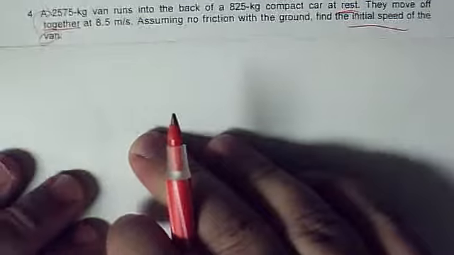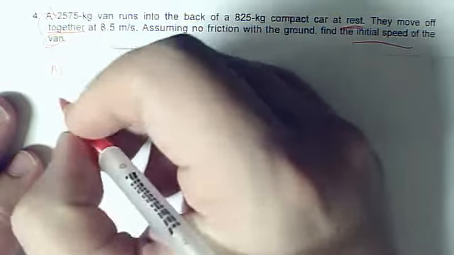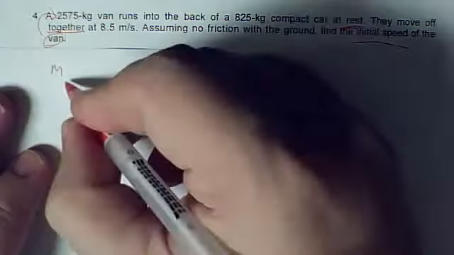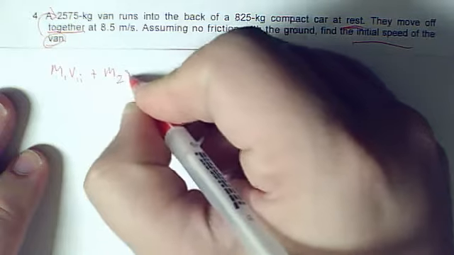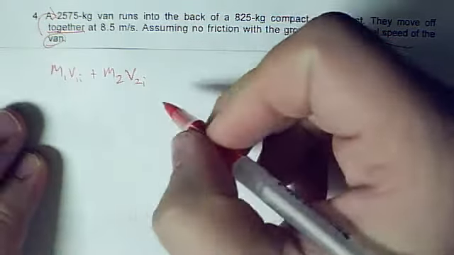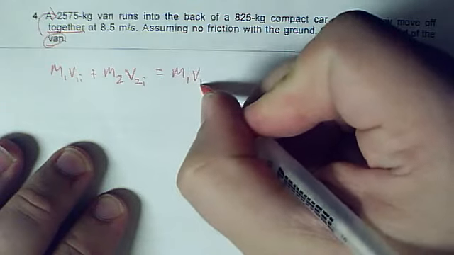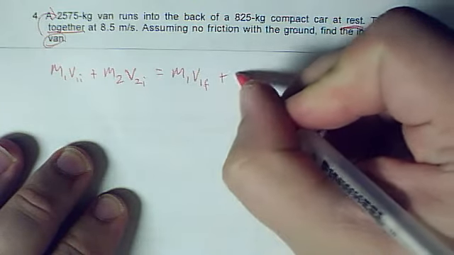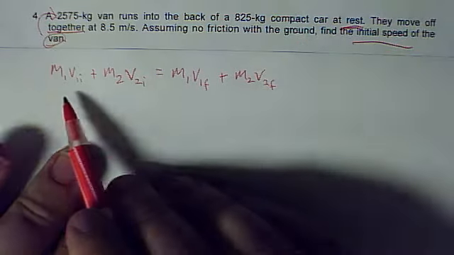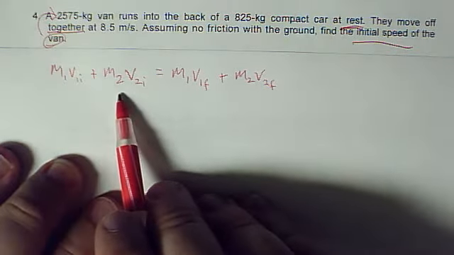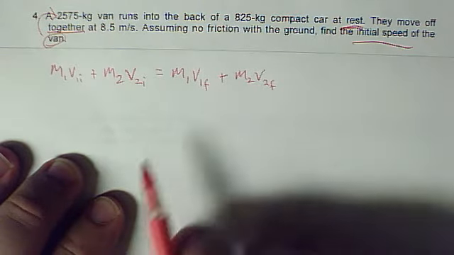Alright, so we're going to write this off as we have our conservation of momentum equation, m1 v1I plus m2 v2I equals m1 v1f plus m2 v2f. So the momentum of the van plus the momentum of the car equals the momentum of the van plus the momentum of the car afterwards.